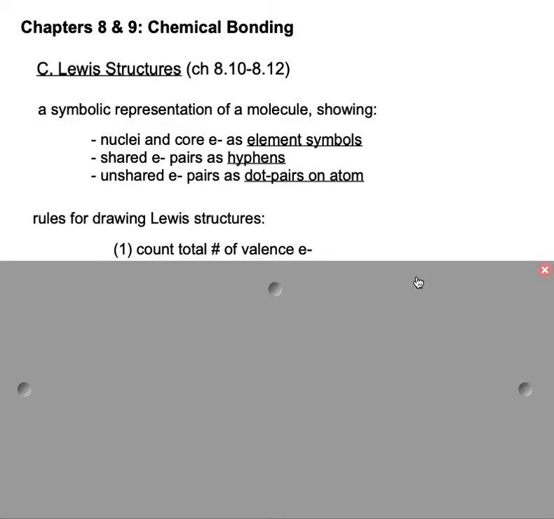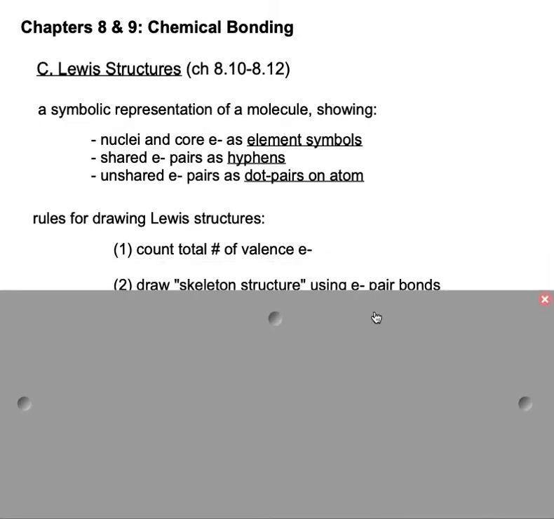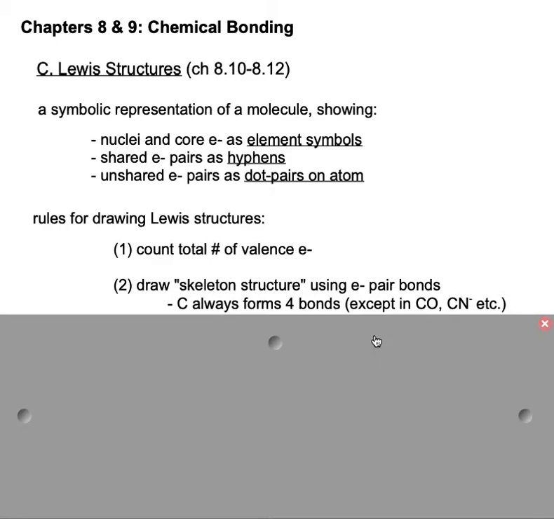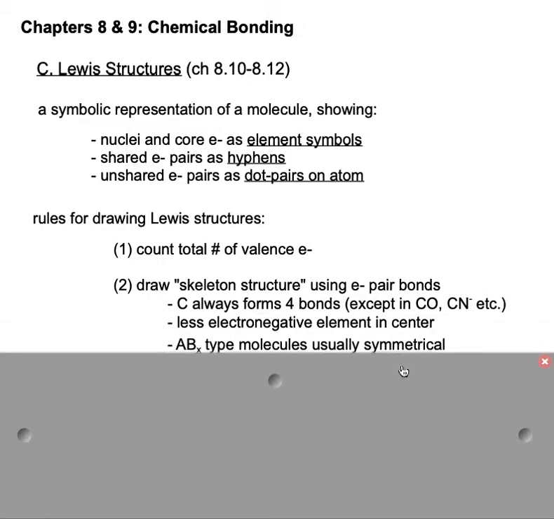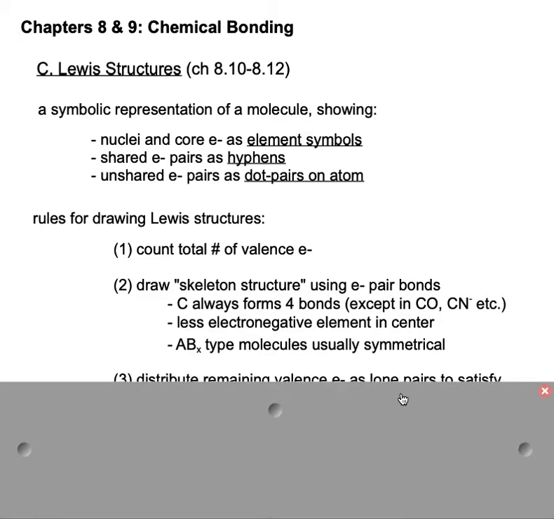Begin by counting the total number of valence electrons in the molecule. Draw a skeleton structure using pairs of electrons for bonds. A general rule is that carbon always forms 4 bonds. The exceptions would be in small molecules or ions like carbon monoxide or cyanide, where it really can't form 4 bonds. The less electronegative element is almost always in the center. If it is an ABx type molecule with a single atom of one element and 2 or more atoms of another element, it's usually symmetrical with A in the center and the B atoms attached to it.